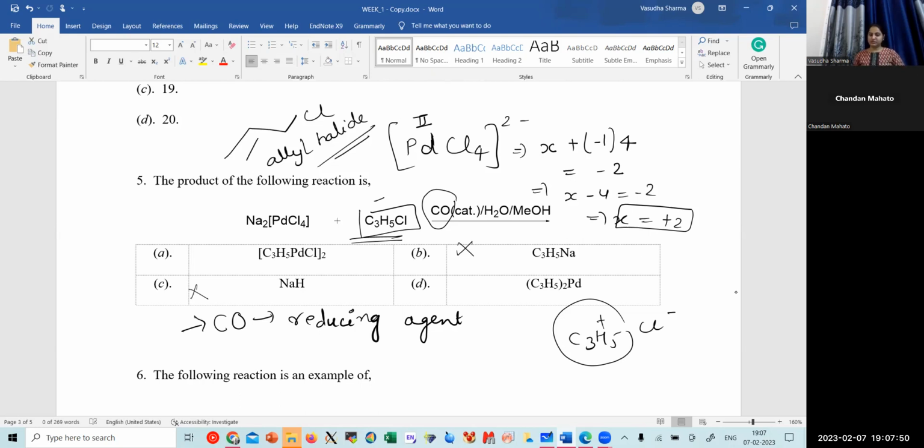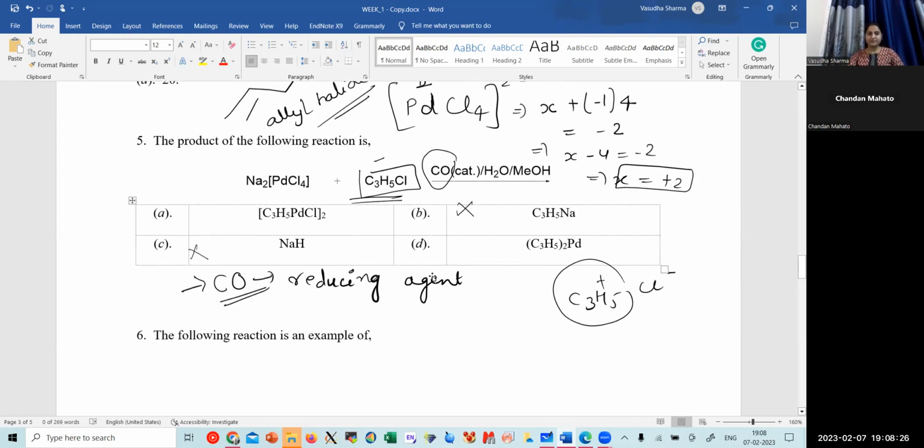The only take home message over here is carbon monoxide, which has been acting as a catalytic amount. Why catalytic? Because it would be regenerating in the system. A catalyst is nothing but a species which would regenerate, and it is not consumed in the particular reaction. So it is taken in a catalytic amount, and it is acting as a reducing agent. What is the role of a reducing agent? It will give electrons to something. Here it is giving to the allyl, and then the allyl, after getting reduced, attacks the metal. That is the whole story, and you need to find out by following the mechanism.